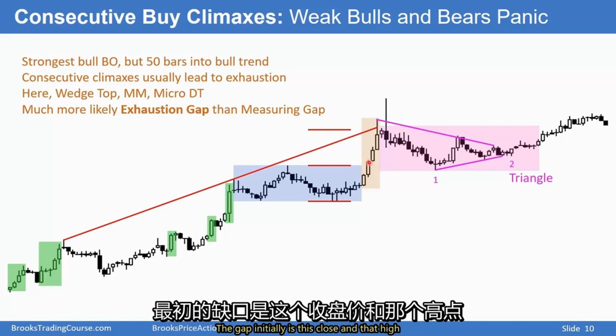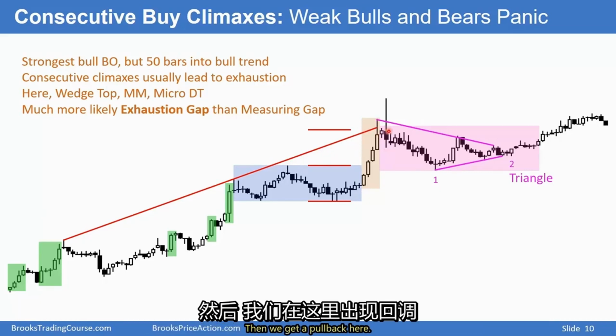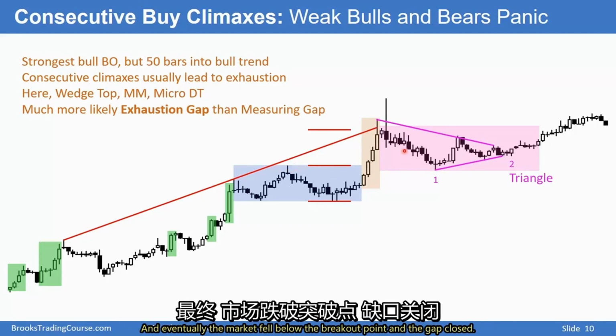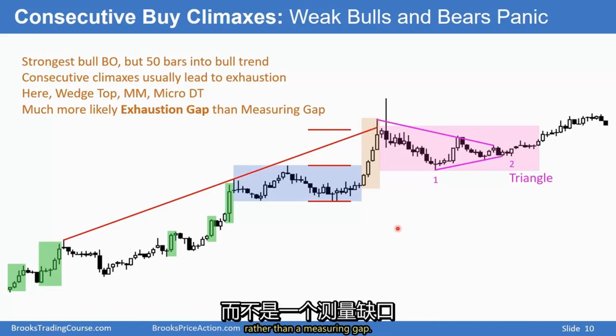The gap initially is this close and that high, and then this close, and then this close and that high. Then we get a pullback here. The gap now is this low or that low and this high. And eventually the market fell below the breakout point and the gap closed. That means this rally became an exhaustion gap rather than a measuring gap.